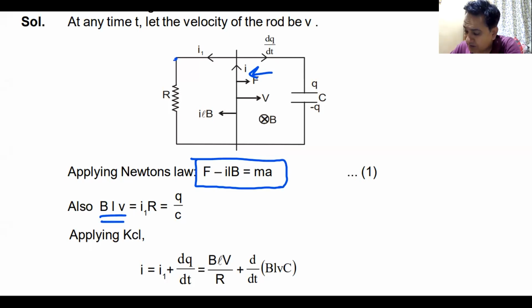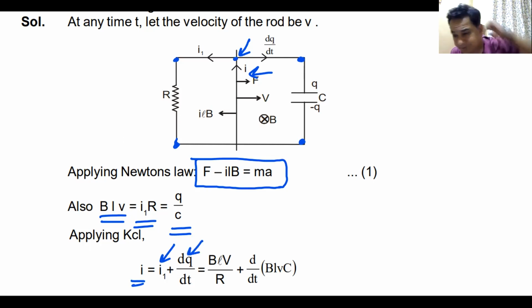Now that same potential difference is applied across this resistor. This same potential difference is applied across this capacitor. So BVL is equal to I1R. That will be equal to Q by C. Yes or no? Now, if I apply junction law at this point, this total current I will be equal to I1 plus dq by dt. Yes or no? Yes, sir. And you just put the equation and you get the value of I.